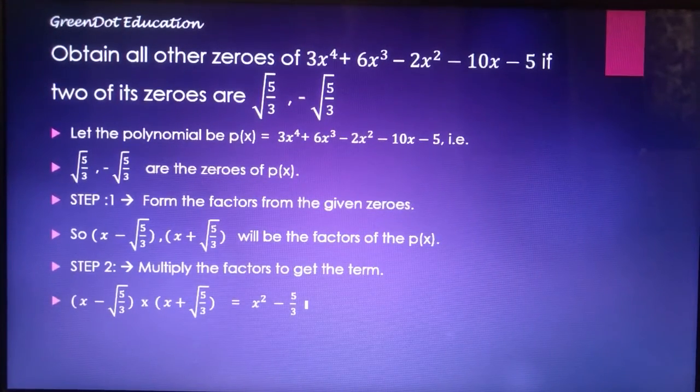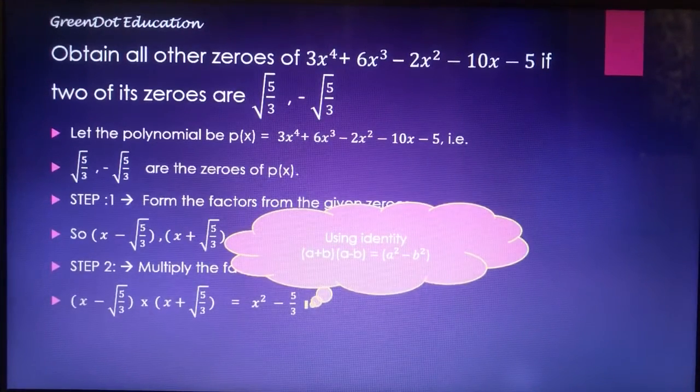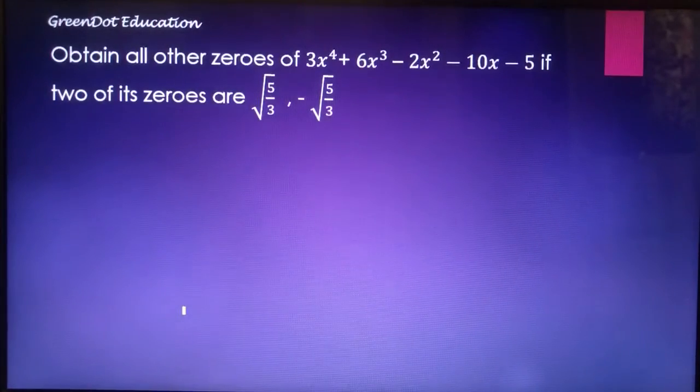You might be correct. The identity that is used here is a plus b multiplied by a minus b gives us a square minus b square. Here we have both similar terms, one is a difference and another is a sum. So the difference of squares of two terms, this identity is used here. So we have got the term x square minus 5 upon 3.